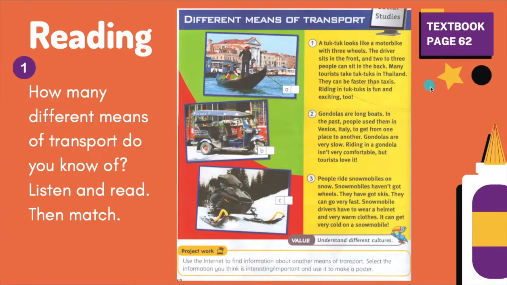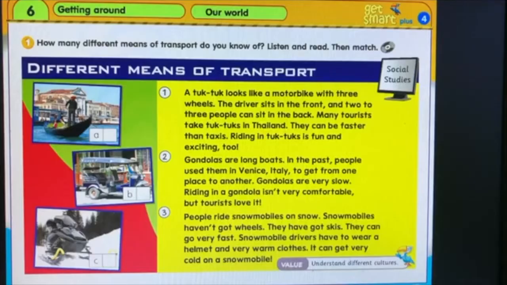Now let's move on to the reading part. So in your textbook, page 62, we are going to read the different means of transport and you need to match the transport to the right number. Now let's watch the video.